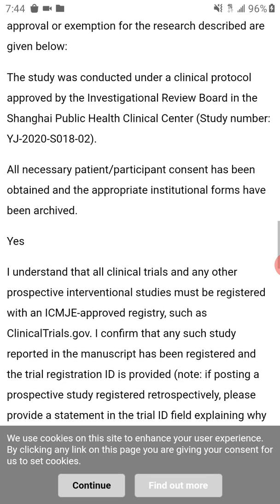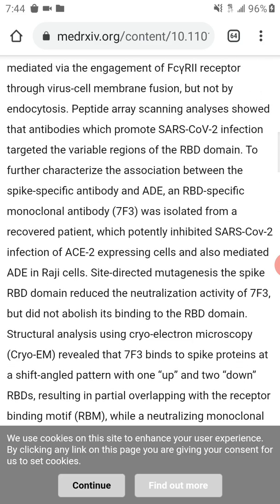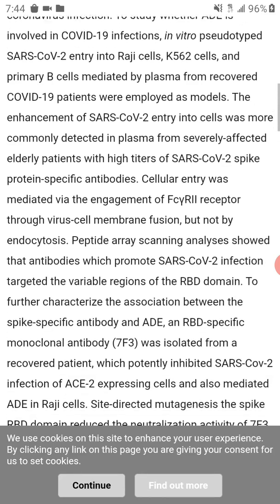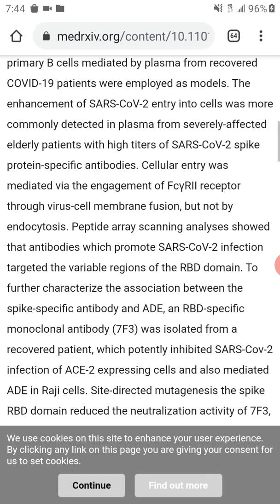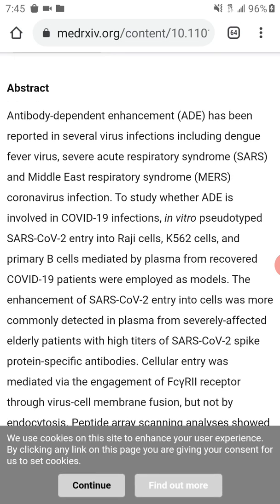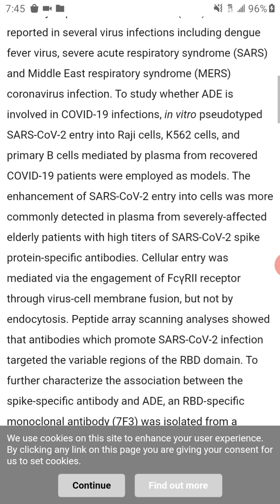So they're trying to say, hey, let's look in people's bodies who have had this expression, and let's try to put it in other people's bodies to try to suppress that action from happening in their body. First off, I don't understand where they're getting the SARS-CoV-2. To study whether ADE is involved in COVID-19 infections. In vitro pseudotyped SARS-CoV-2 entry into Raji cells. So, yeah, if anybody wants to comment on what they think this all means.